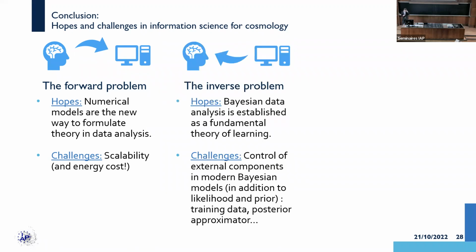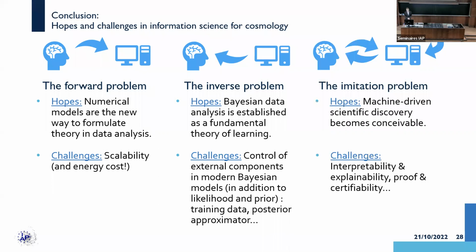The inverse problem, hopes: well, Bayesian data analysis is now established, I think, on a stronger footing than ever. It's really established as a fundamental theory of learning. Challenges, well, contrary to maybe 100 years ago, a Bayesian model is not only a likelihood and a prior, and it has many external components. There are external components in these modern Bayesian models, in addition to the likelihood and prior, and we need control on these external components. Here I'm talking about, for instance, the training data or the posterior approximator.